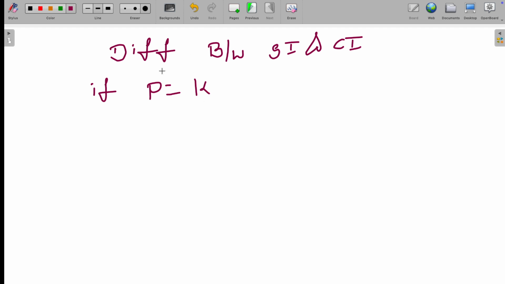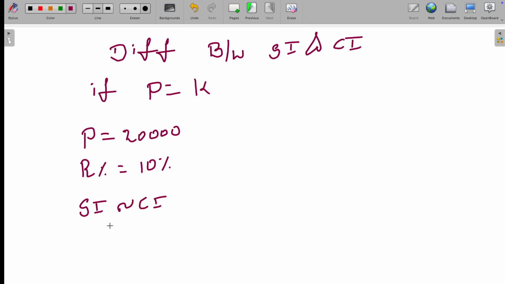If principal is same, then for example principal is 20,000, you try to do this. Rate of interest is 10%. What is difference between SI and CI? Time is 2 years. Calculate and tell. I need to find out the difference between SI and CI.